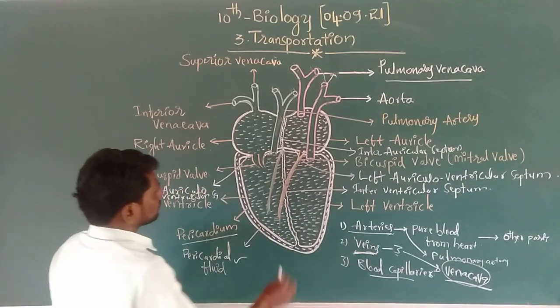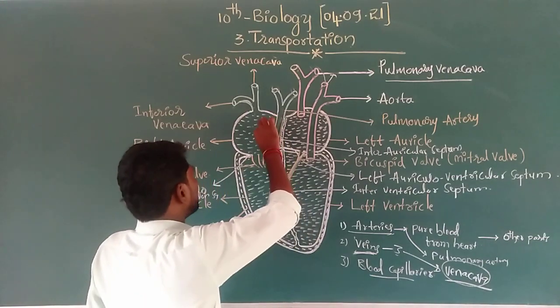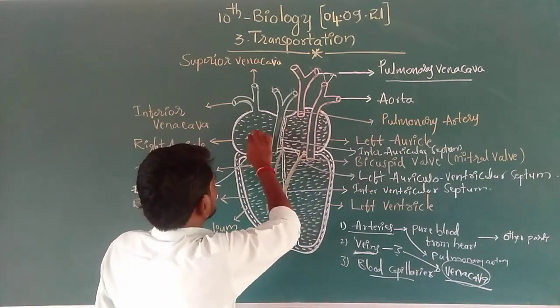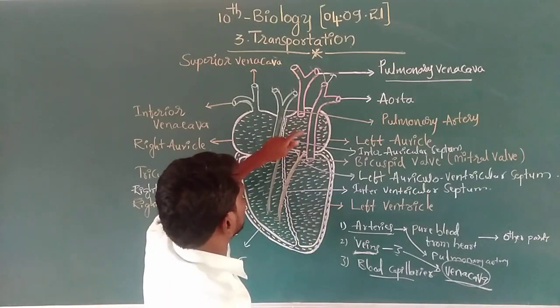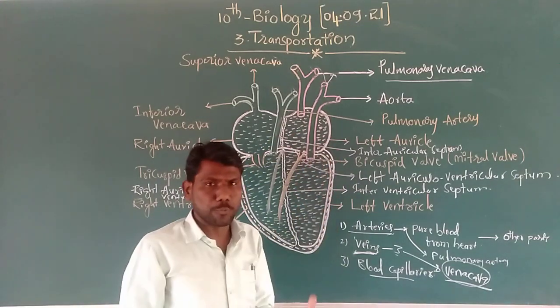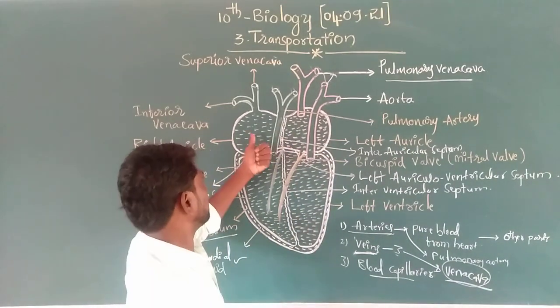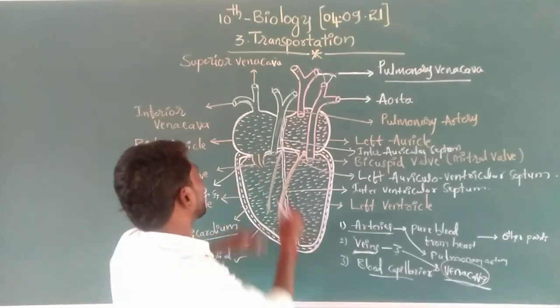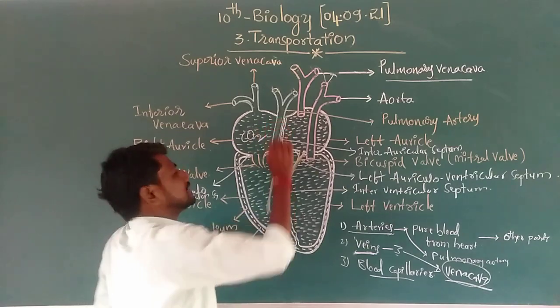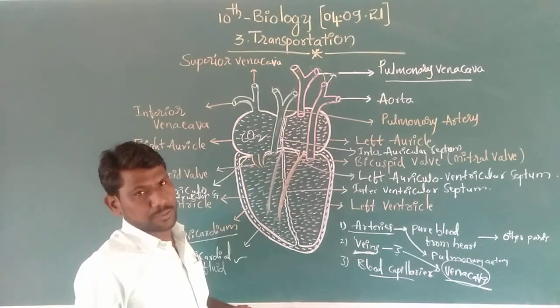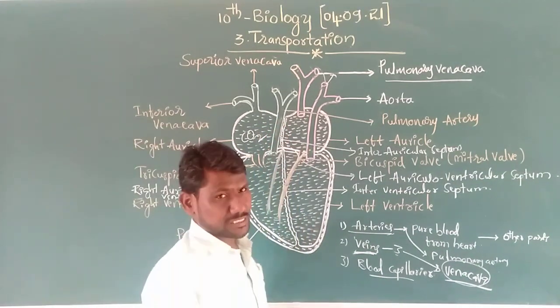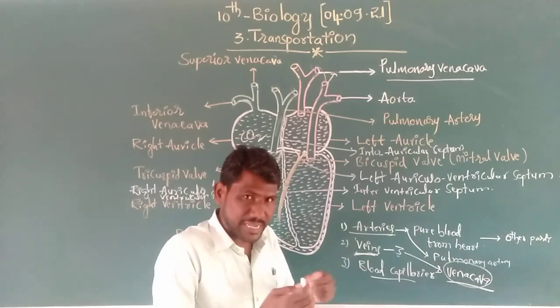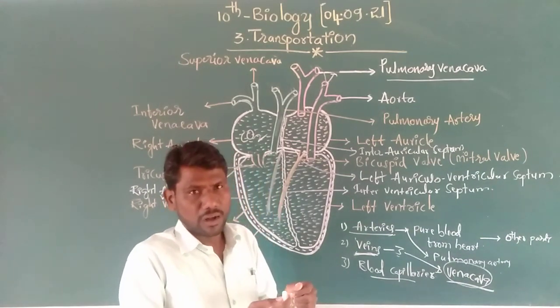Next, the left auricle collects the pure blood. What are impure blood and pure blood? The blood which contains carbon dioxide is called impure blood. Next, what is pure blood? It is the blood after gas exchange in the lungs.